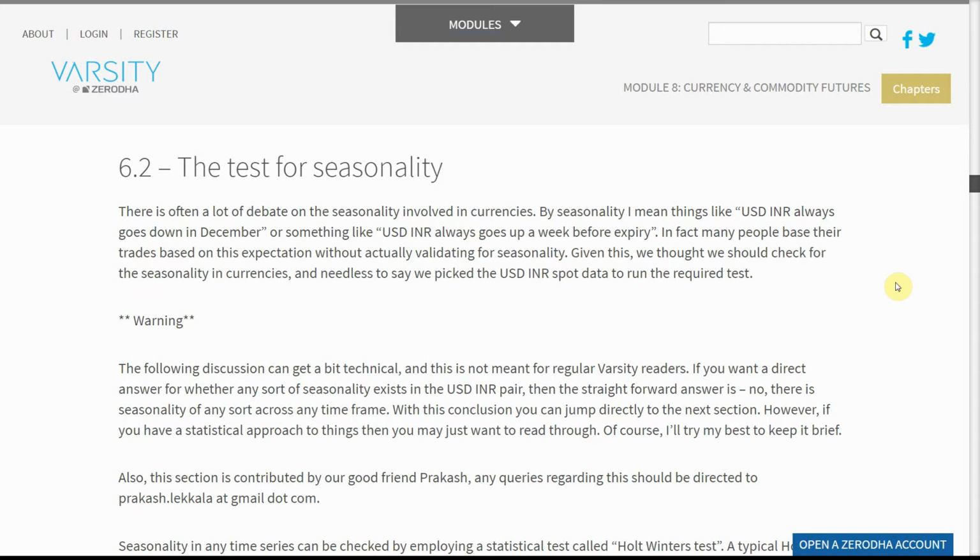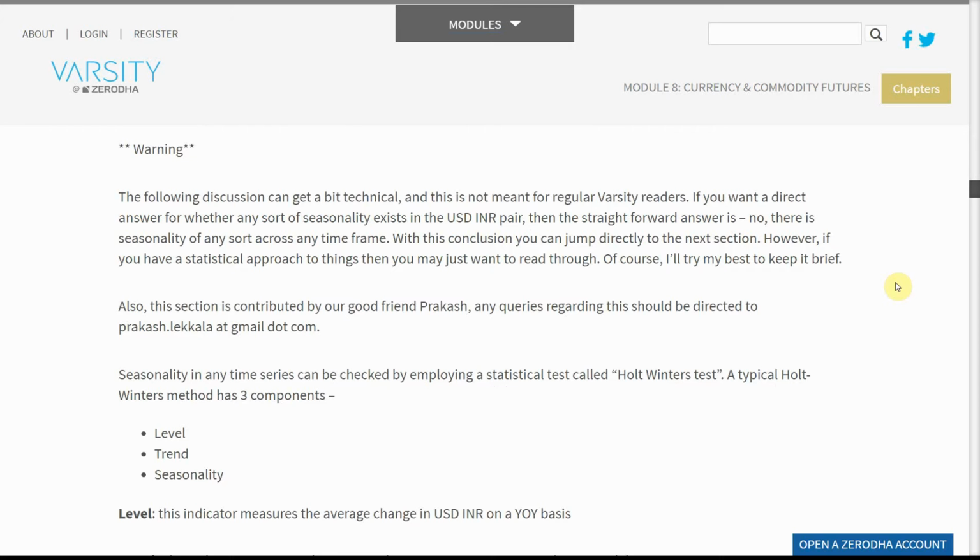Given this, we thought we should check for the seasonality in currencies. And needless to say, we picked the USD-INR spot data to run the required test. Warning: the following discussion can get a bit technical, and this is not meant for regular Varsity readers.